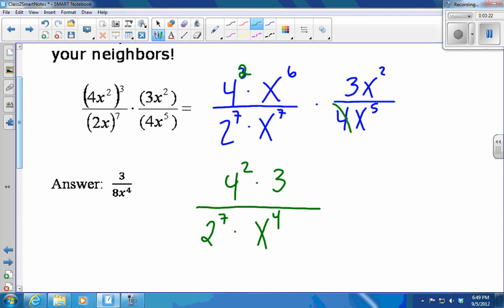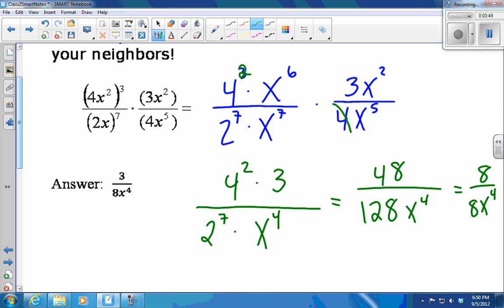And then I can see if 4 squared times 3 over 2 to the 7th simplifies at all. So 4 squared is 16 times 3 is 48. 2 to the 7th is 128. And 16 goes into both 48 and 128. So we can reduce that fraction to 3 over 8x to the 4th.